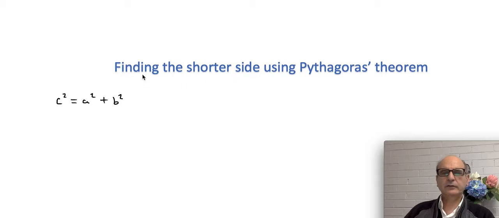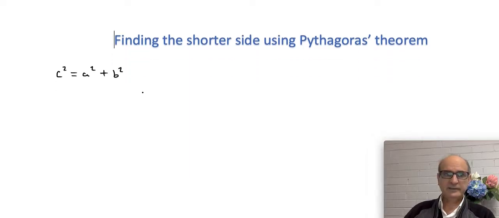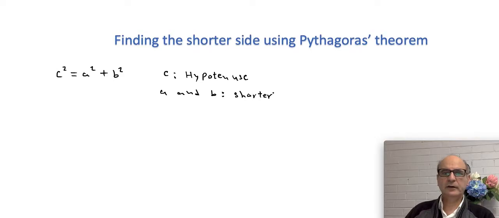Then we are talking about finding the shorter side using Pythagoras theorem. If you remember Pythagoras theorem, it was c squared equal to a squared plus b squared, where c was the hypotenuse. And a and b were the other two sides which are shorter than the hypotenuse.